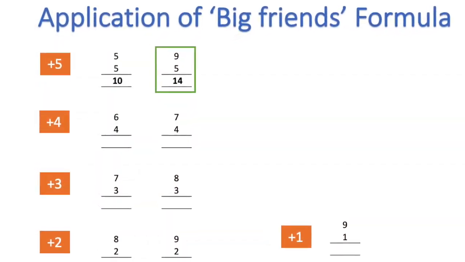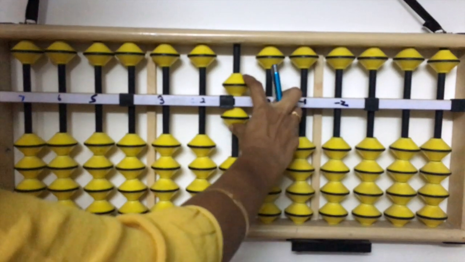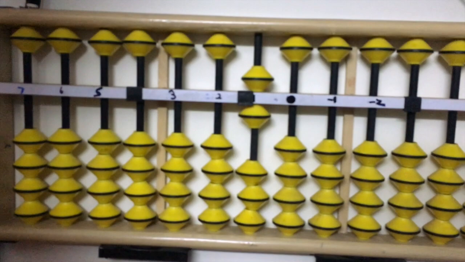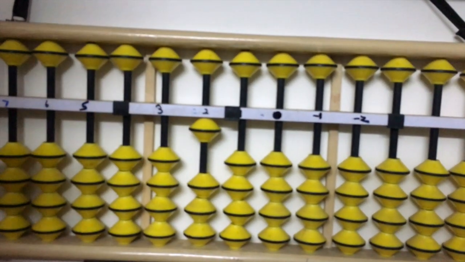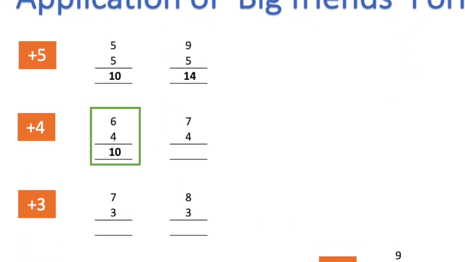Now we are going to see 4. Friend of 4 is 6. So we are going to add 6 plus 4. Set 6. To add 4, big friend of 4 is 6. Minus the big friend, add 10. Where the value is 10.